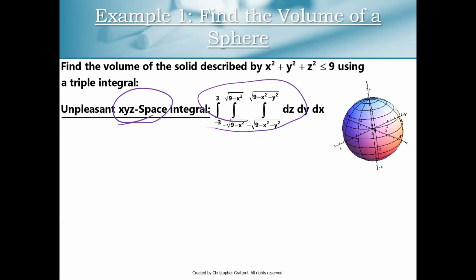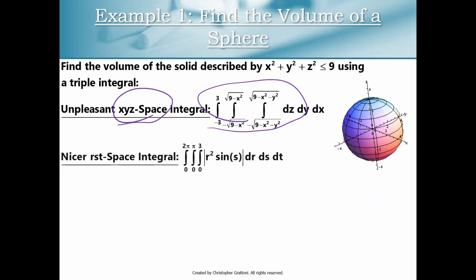So first of all, computing this as an XYZ space integral, not great. Can it be done? You bet, but it would not be fun to do by hand, and you would need some more integration knowledge than you currently have. You would need a larger top 20 integrals table in order to do this. All right, so we can do this in RST space, and it's a much more pleasant calculation.